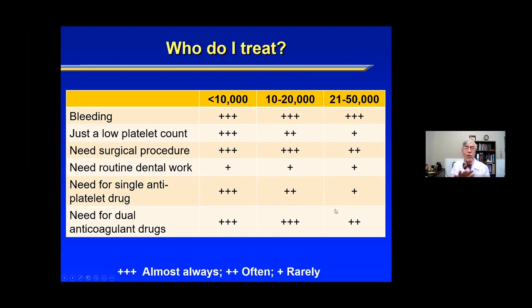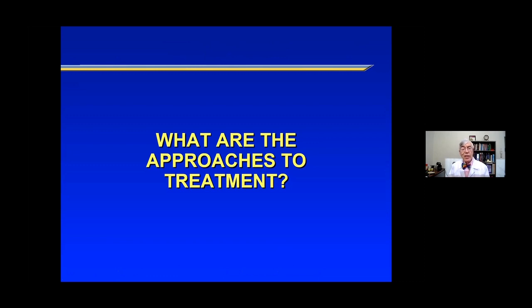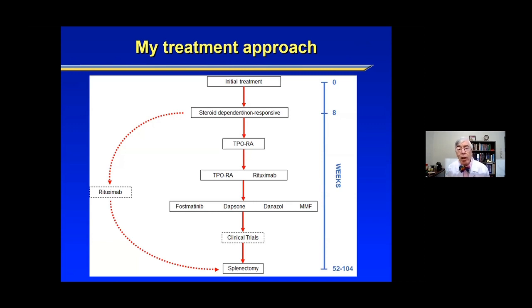So these are general guidelines as to who I treat, but in general, if you're not bleeding and you're above 20,000, I don't treat. So this comes to the topic I was asked to talk about, which is what are the approaches to treatment? And this is an overall view of how I treat patients.